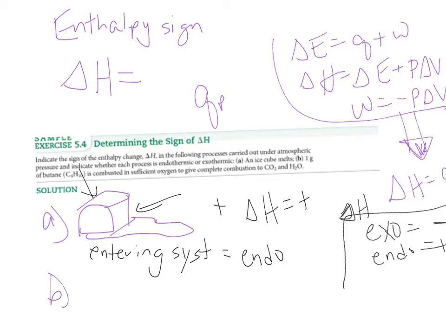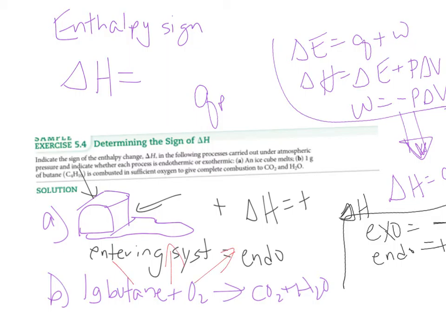The next one, B, we have 1 gram of butane being combusted in sufficient oxygen to give complete combustion. So we have 1 gram of butane plus oxygen going to make CO2 plus H2O. In this case, the system will be the butane plus the oxygen. When you combust anything, it gives off heat. We'll draw a red arrow to show heat. So when we combust this, heat will be released from the butane and the oxygen. This is our system. Heat was released from our system into the surroundings because we're burning the butane.